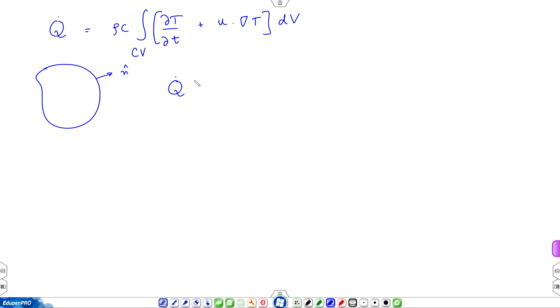So, Q dot first can be expressed as the surface integral of q dot n d s, where q is heat flux. The units of Q dot would be watts. So, the units of heat flux would be watts per meter square. Okay. Now, you have to recall the sign convention. q dot n will be the heat flux along the outward drawn normal, which makes it negative.